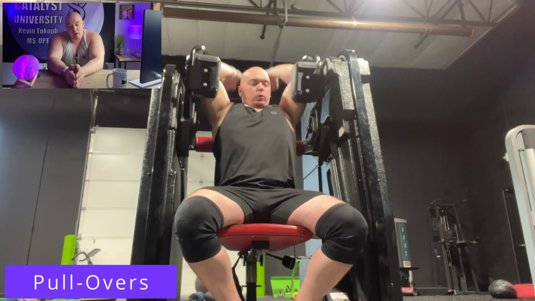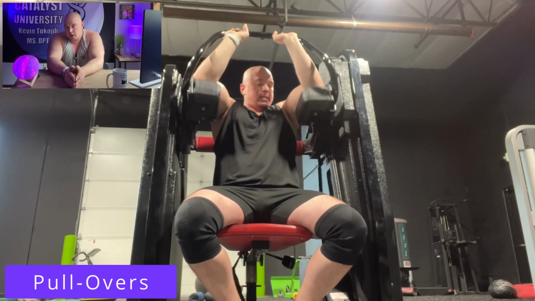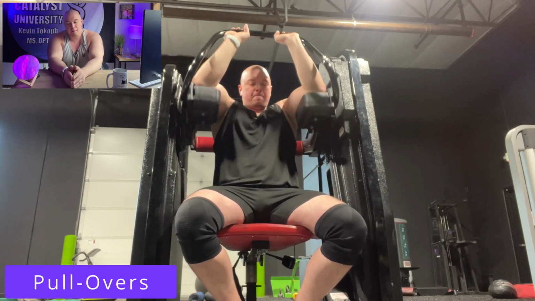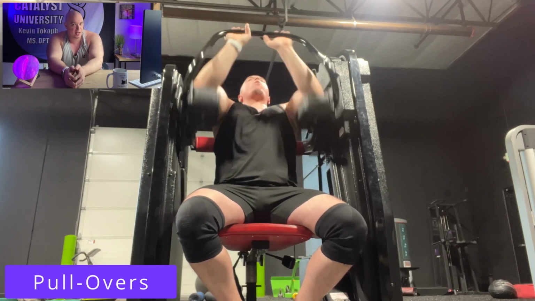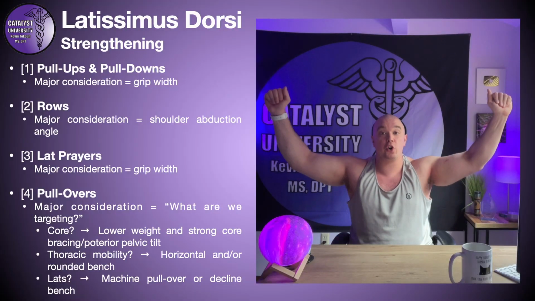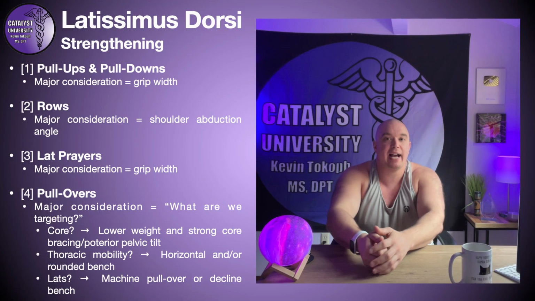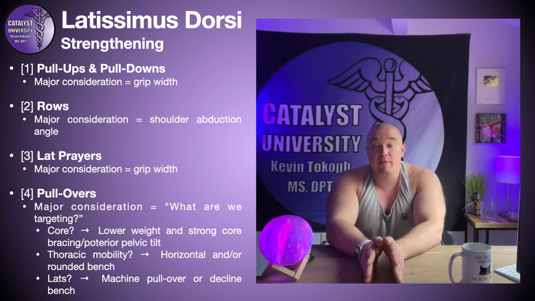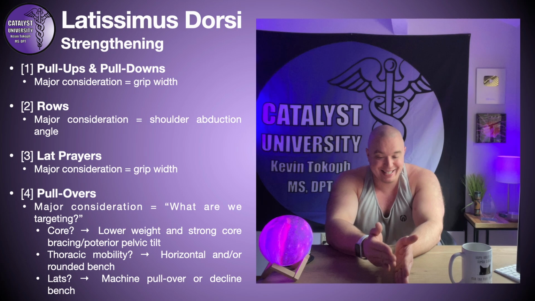I would make an argument if your goal is upper lats and teres major, kind of getting that upper end of the V taper, pullovers are probably not going to be the best exercise. You're going to want to go with something that's going to be a wider grip version of any of the three aforementioned exercises. So hopefully this video gave you a good understanding of all the exercises to get the most out of your lats.